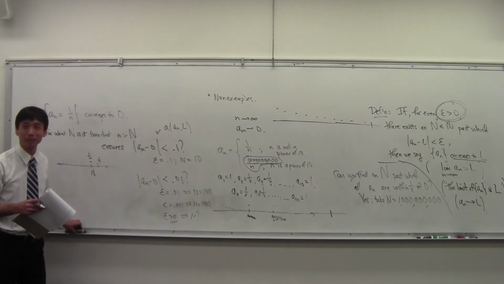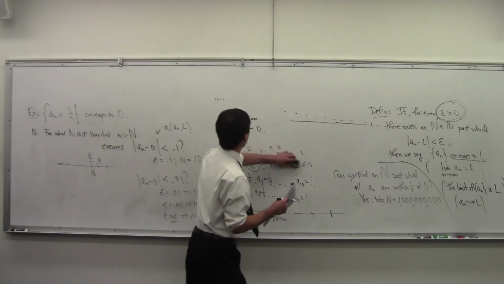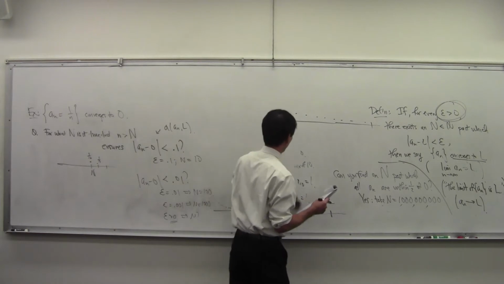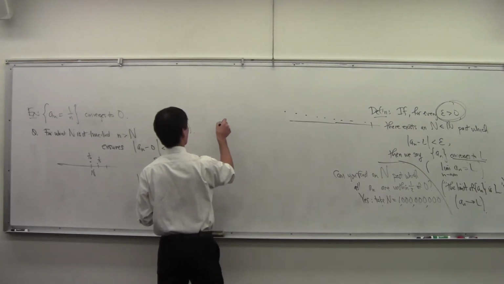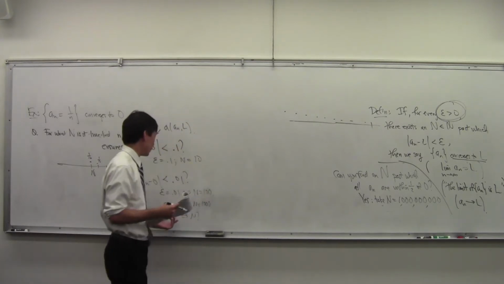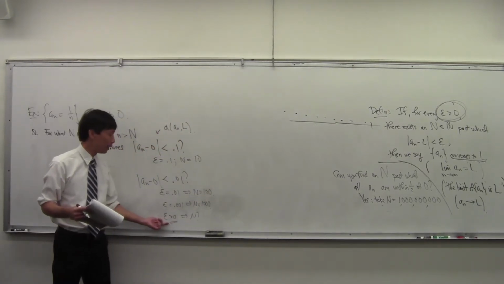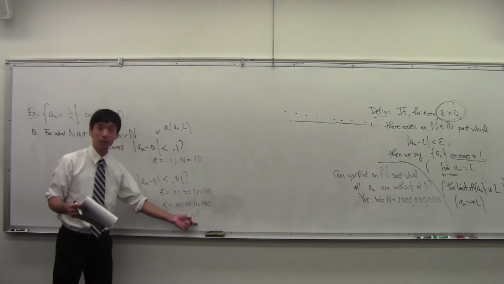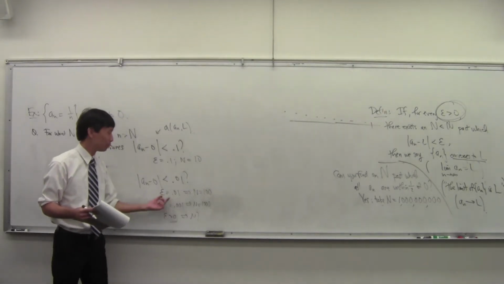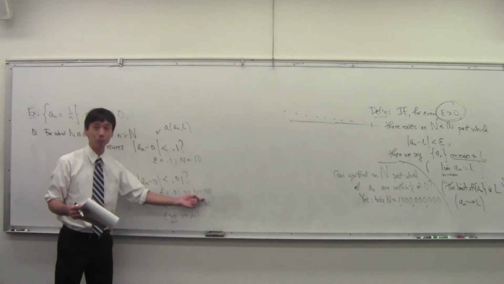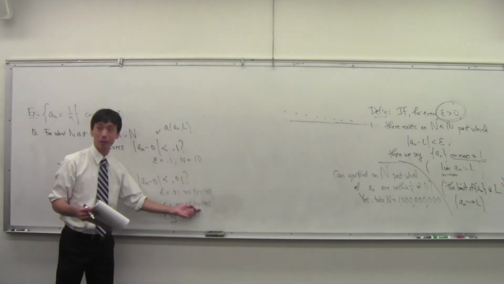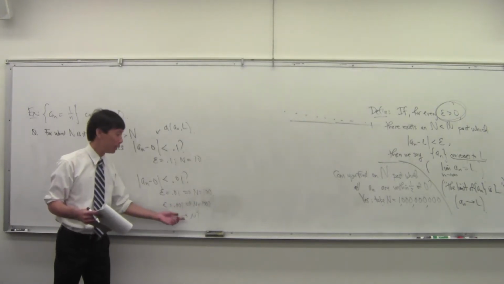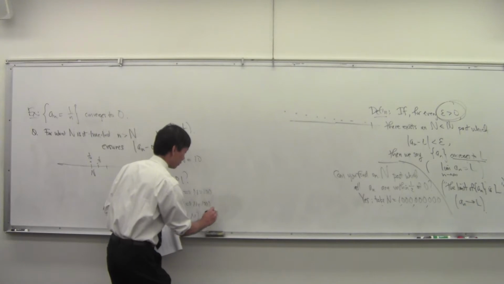The answer? 1 over epsilon. Right, so there's a pattern. If my epsilon is 1 billionth, then my n is 1 billion. When my epsilon was 100th, my n was 100. When my epsilon was 1,000th, my n was 1,000. Epsilon is epsilon, my n is going to be 1 over epsilon.